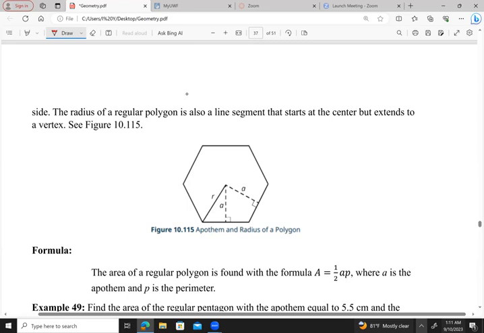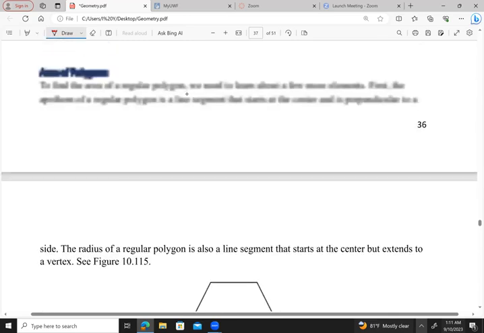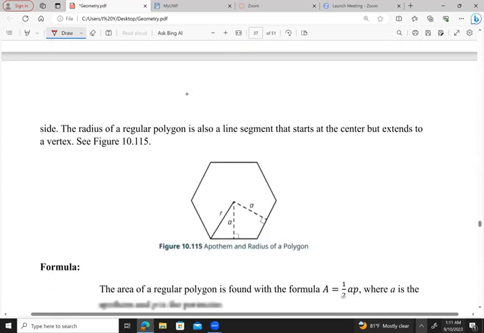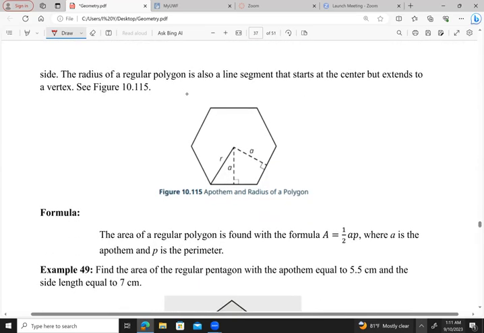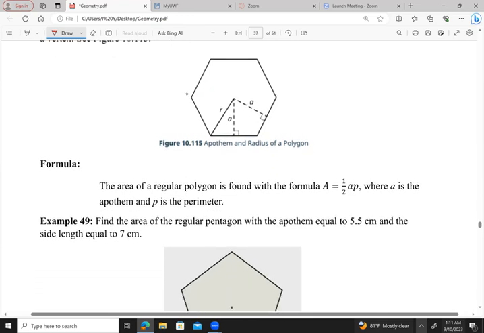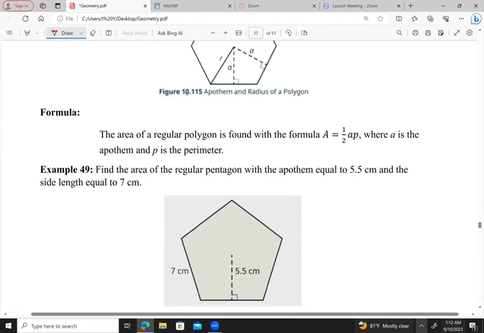So if we label the apothem A and the radius R, we have our figure here. And our area of a regular polygon is found with the formula A equals 1/2 times A P, where A is the apothem and P is the perimeter.